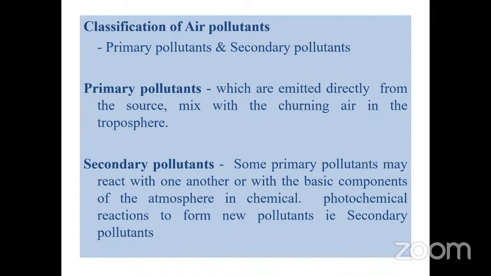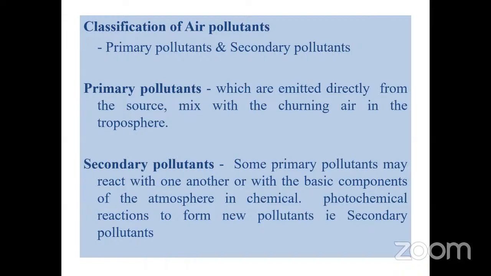The pollutants which are directly released from the source are called primary pollutants. These primary pollutants react with atmospheric components like nitrogen, oxygen, carbon dioxide, water molecules, or with another primary pollutant, and make a secondary product. This happens in the atmosphere by photochemical or some other chemical reaction. The product formed by this reaction is called a secondary pollutant.